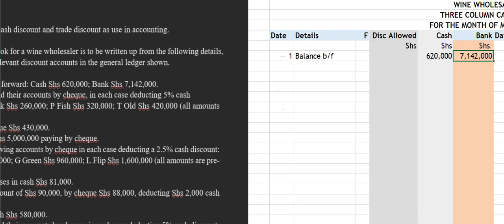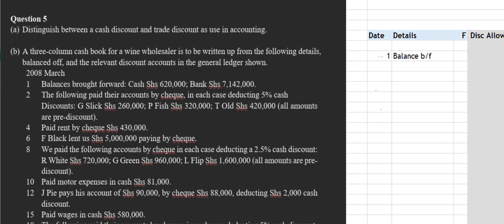You've entered that. Now the next thing is to look at the different transactions. The following paid their accounts by check, in each case deducting a 5% cash discount: Gislick, Pfish, and then T-Old. These are all paying, and these amounts are all pre-discount amounts, meaning that we have to less the discounts. Now these are customers which are paying us, so we are offering a discount. In this case, it is a discount allowed because we are offering it to our customers.